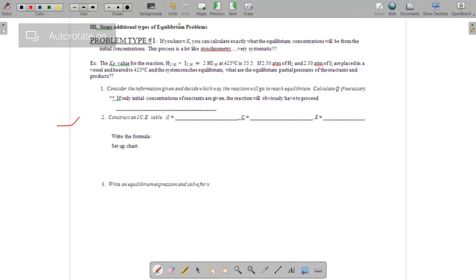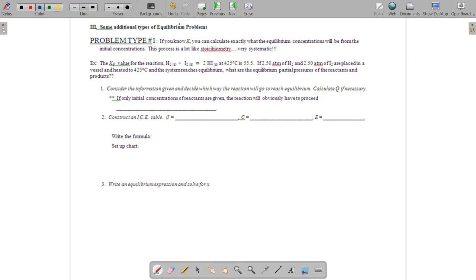Okay, so the video that you watched before talked a little bit about how to figure out whether the reaction was going in one direction or the other. Now what I'm going to do is show you different problem types, different ways that you can use all of this information to calculate either K or a concentration or something else. So if you know K, you can actually calculate what the equilibrium concentrations will be from their initial concentrations. And it's just a lot like stoichiometry. So we're going to talk through that.